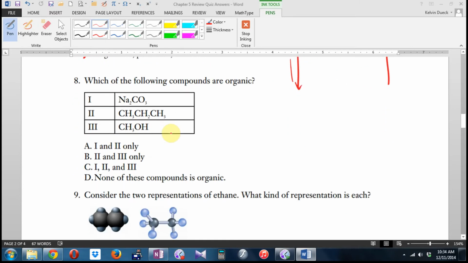Which of the following compounds are organic? I know this has carbon. No, it's got a carbonate. That's not organic. That's organic. That's organic. So 2 and 3 only. B.